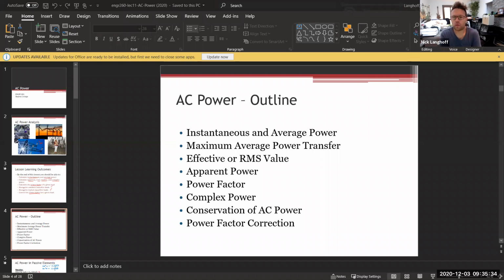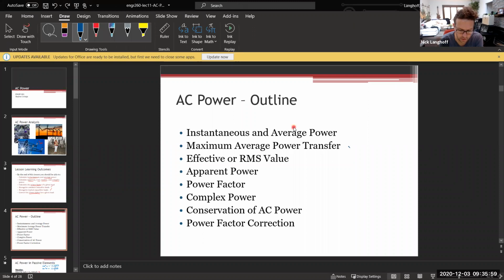Well, good morning, folks. Welcome back to another session of Circuits and Devices. We started AC power last time, and we were talking about instantaneous and average power, and we also talked about maximum average power transfer, and we did some example problems.